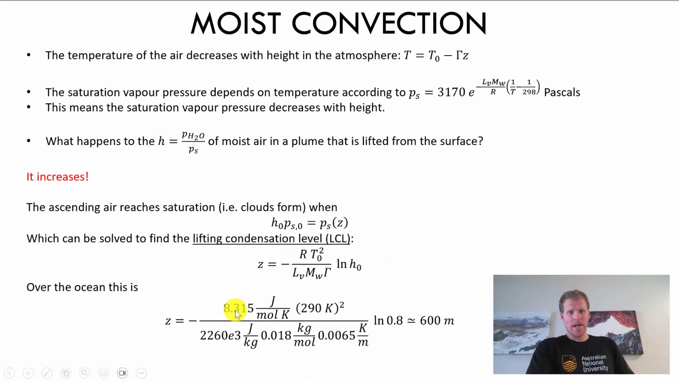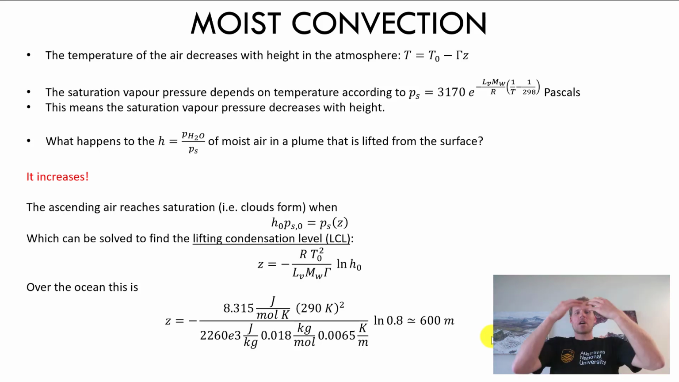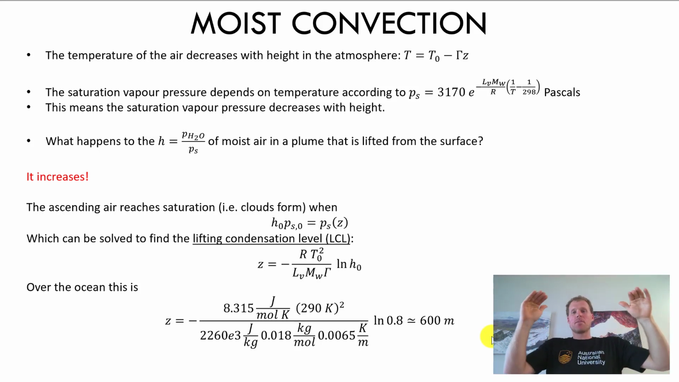So you've got your ideal gas constant, typical temperature of about 20 degrees, your latent heat of vaporization, your molar mass of water, and your lapse rate, which we've discussed, and then a relative humidity over the ocean is typically about 0.8. You'll find that you get a lifting condensation level of about 600 meters. So this means if you have convection occurring over the ocean, on average, that's going to lift this moisture up to a height of 600 meters above the surface before it starts condensing into clouds.